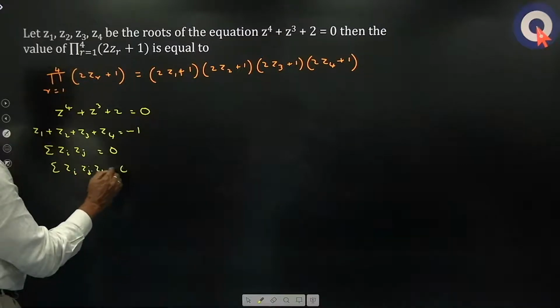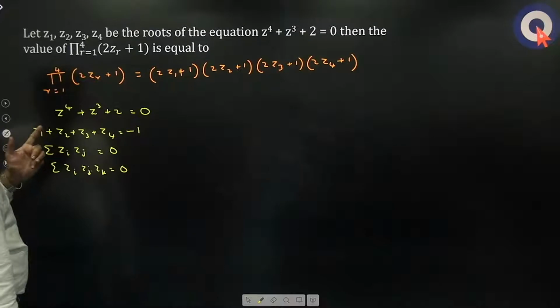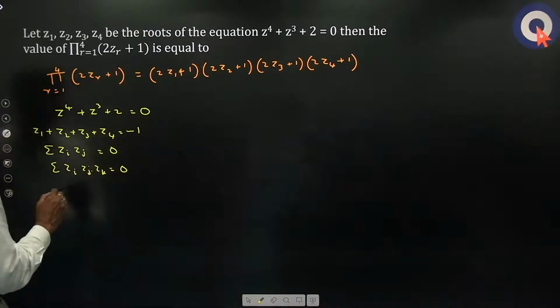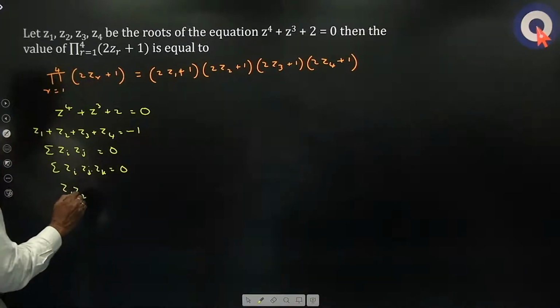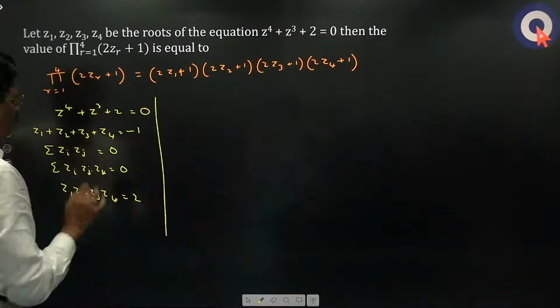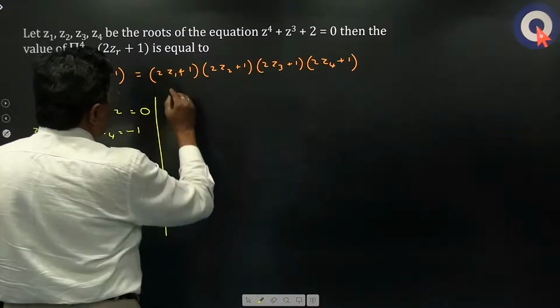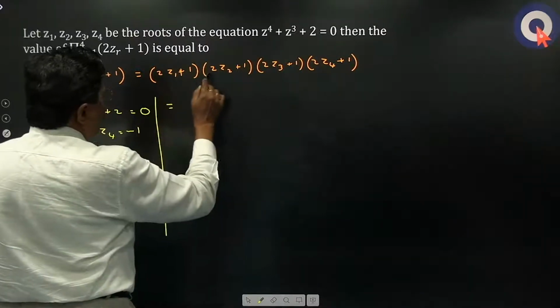This is also 0, and minus, plus, minus, plus. So the product of the roots, which is Z1, Z2, Z3, Z4, is equal to 2. So this is what you got. Just keep it aside, and then you just consider this product. This product is 2, 2, 2, 2.